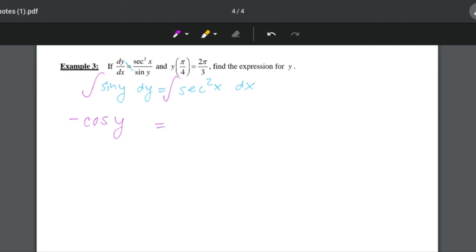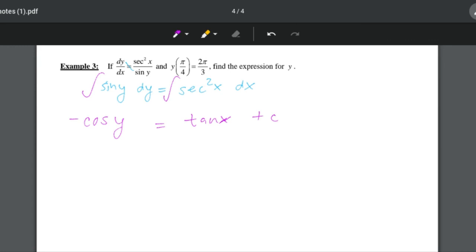What's the antiderivative of secant squared? It was tan of x. And again, you need a plus c on at least one side. All right, so from here, we need to solve for y. We got to get the y by itself. Kind of hard since it's negative cosine y.